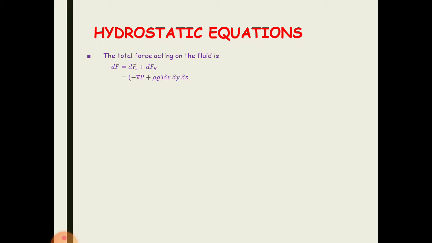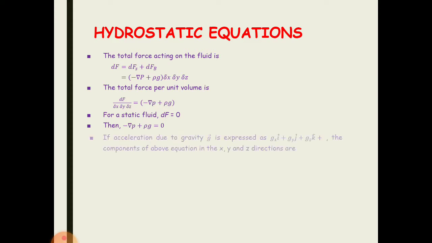the total force acting on the fluid element will be the summation of surface force and body force. Now the total force per unit volume will be written as minus gradient of pressure plus rho g. For a static fluid, the total force per unit volume will be 0. If we write this equation separately for x, y and z directions, then we will get the corresponding equation for each direction.